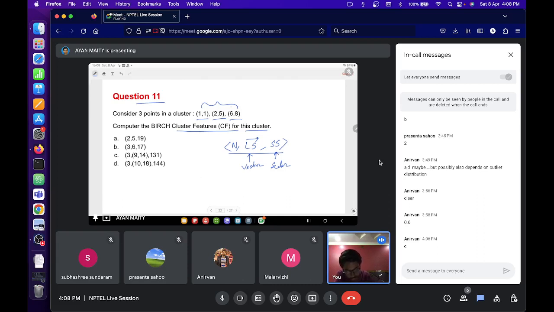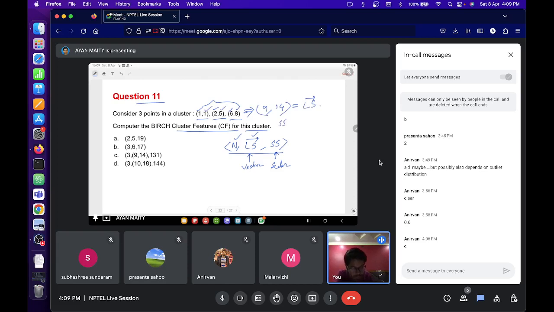So there are 3 points, so n would be 3. LS vector, or the linear sum, we just have to add up all the points. So these are the 3 points. If we do a linear sum, a vector sum of these 3 points, we have to add component-wise. So 1 plus 2 plus 6 is 9, and 1 plus 5 plus 8 would be 14. So this is LS.